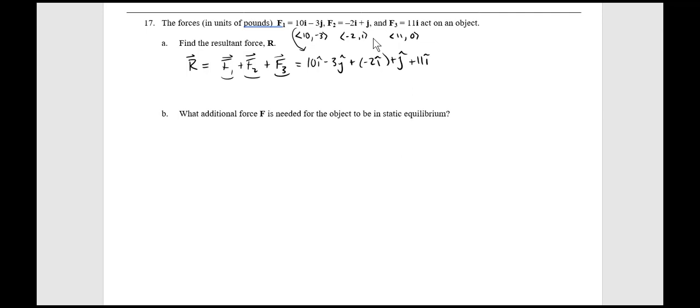And now you can handle this algebra to simplify this just as if i and j were any other variables, any other symbols that you could use algebraically. Collect all the i terms. We have 10 of them minus 2 of them plus 11 of them. 10 of them minus 2 plus 11 of the i's. Collect the j's. -3 and +1.